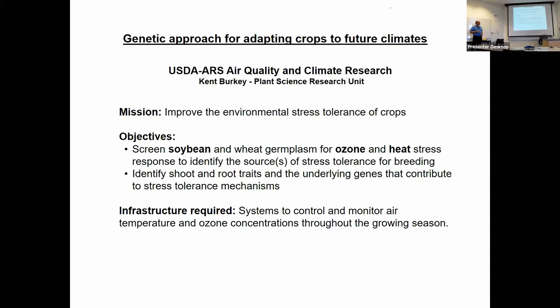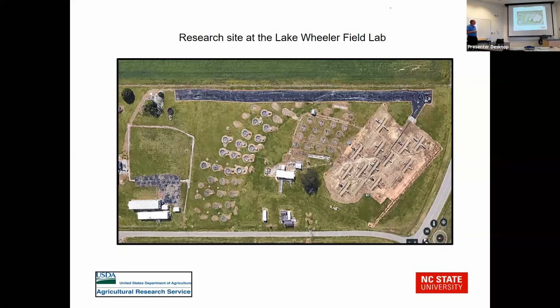So a lot of our research is done at the Lake Wheeler Field Lab, the farm just south of the campus. This is an overview where we have some different kinds of structures in this area. In this area, these are open top chambers, and these are something we call an air exclusion system. I'll show you close-ups of some of those before we're through today.